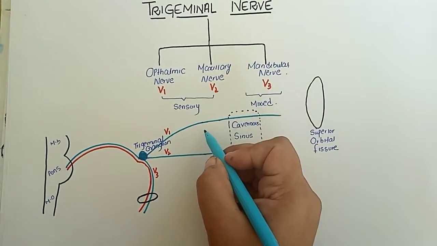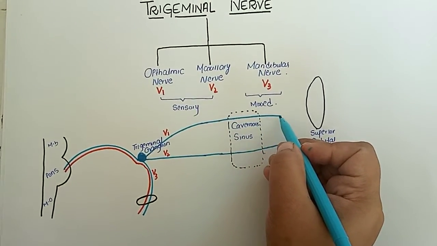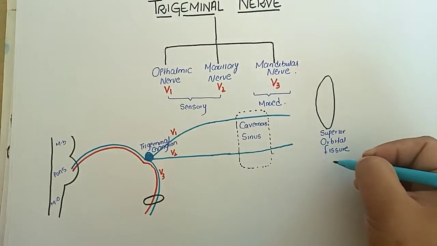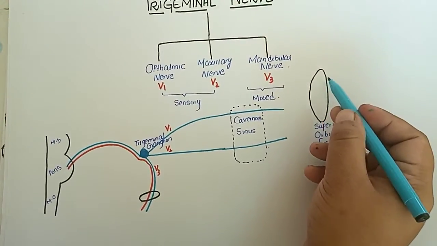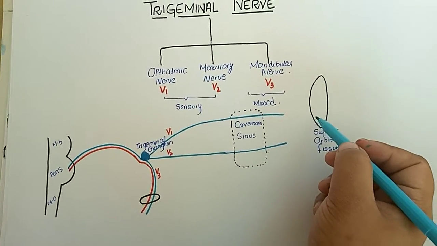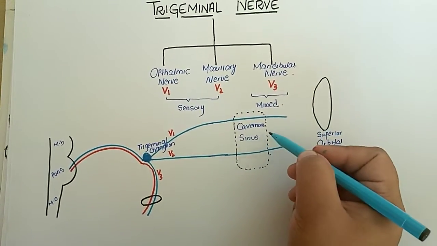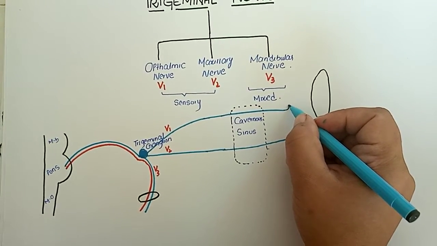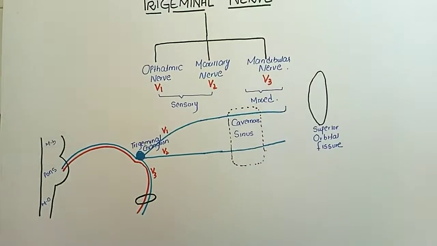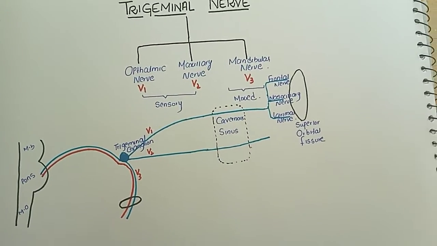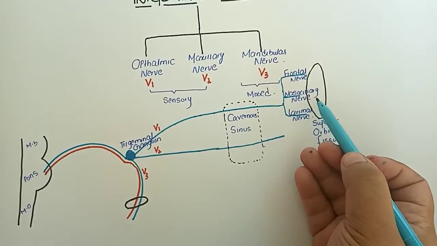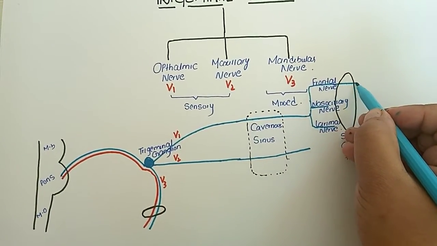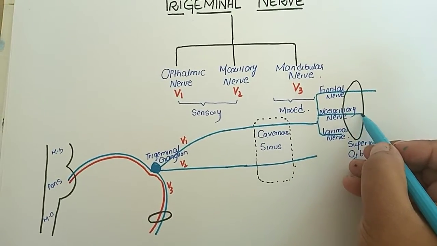So the first division of the trigeminal nerve will enter the orbital cavity by passing through the superior orbital fissure. Before entering the superior orbital fissure, and after leaving the cavernous sinus, this nerve will also give rise to three further divisions. These are the frontal nerve, the nasociliary nerve, and the lacrimal nerve. Then these branches enter the superior orbital fissure and enter the orbital cavity.